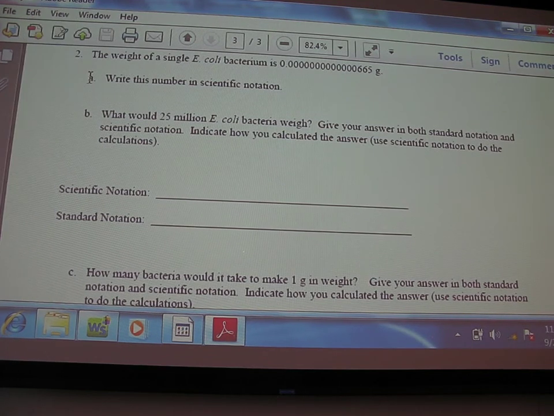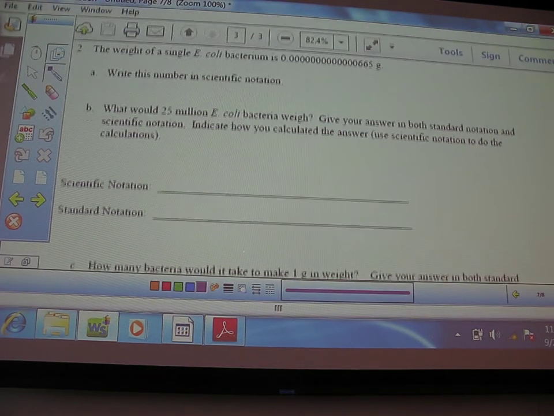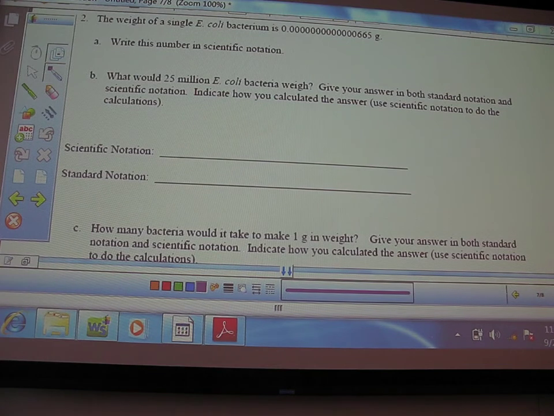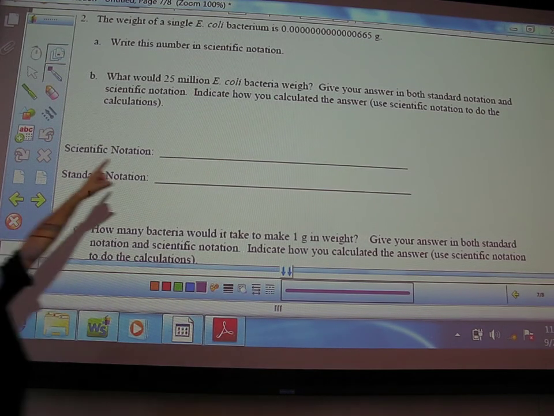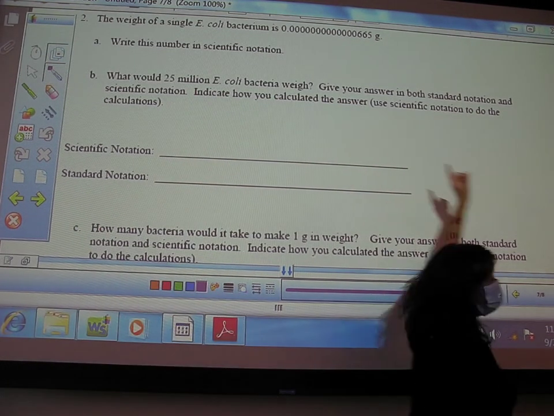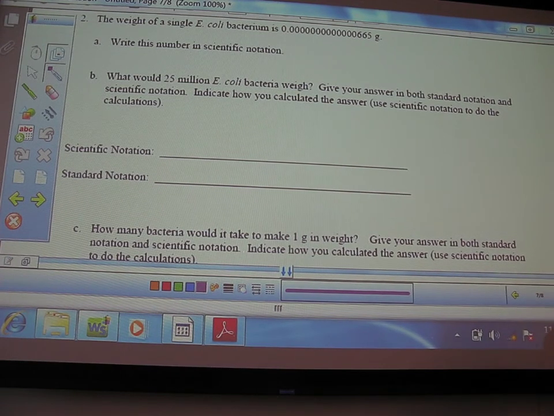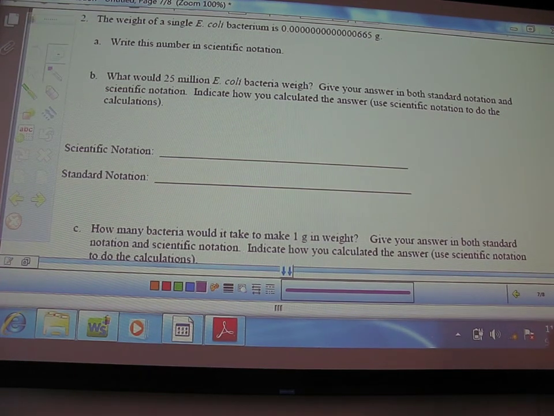Okay, so now we're going to look at something slightly different. The weight of a single E. coli bacterium: is that really, really small or really, really big? Small. Really, really small. Write this in scientific notation. Everyone write it in scientific notation.